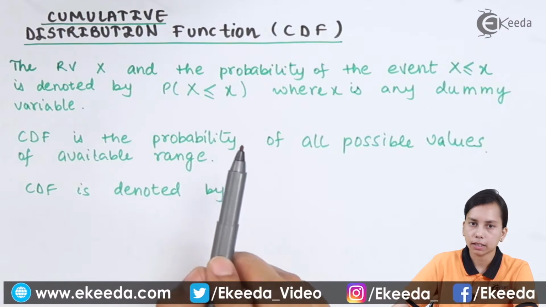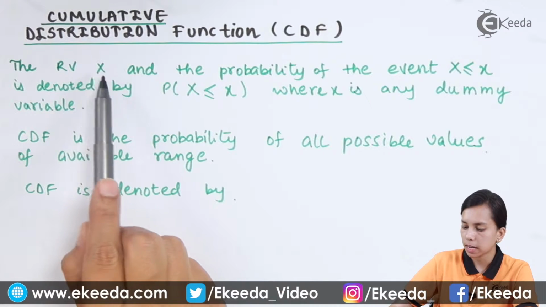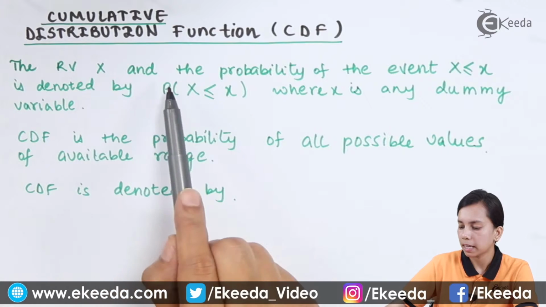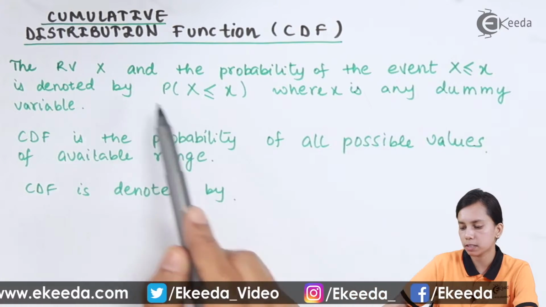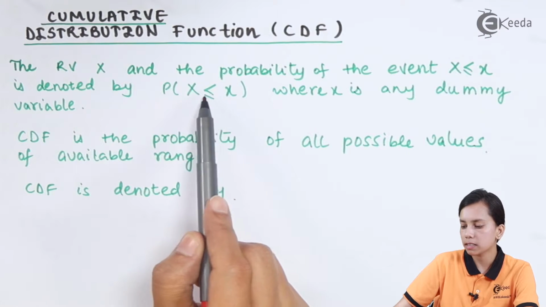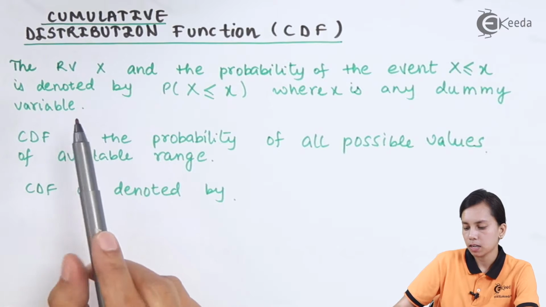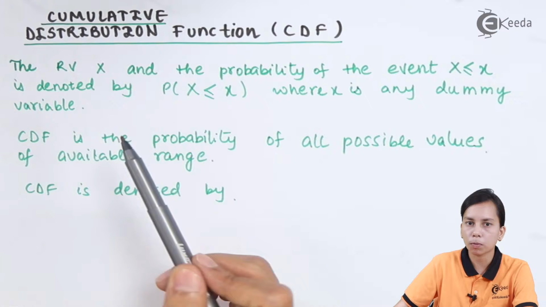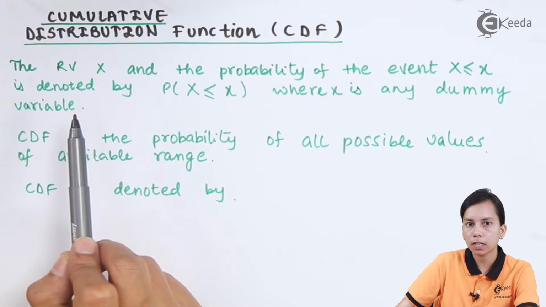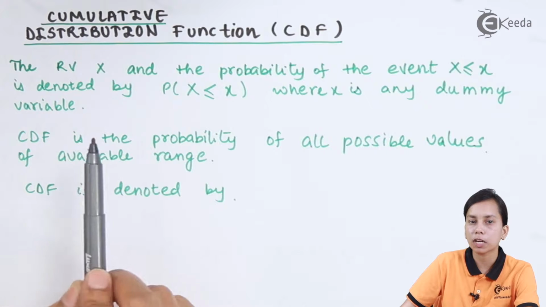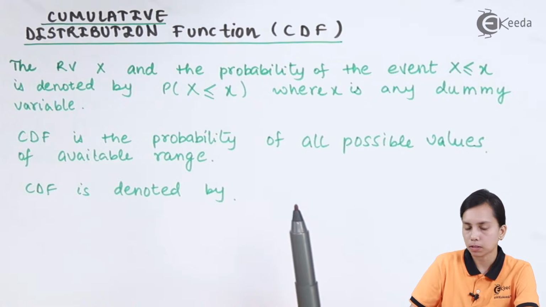As we know that the random variable capital X is denoted as X, and the probability of the event X less than or equals to x is denoted by probability X less than or equals to x, where x is the dummy variable. This is nothing but one more property of the random variable, as it is associated with the event. That is why it is possible to measure the probability of the random variable through the real numbers.